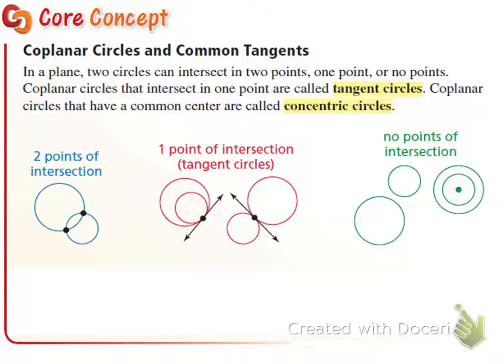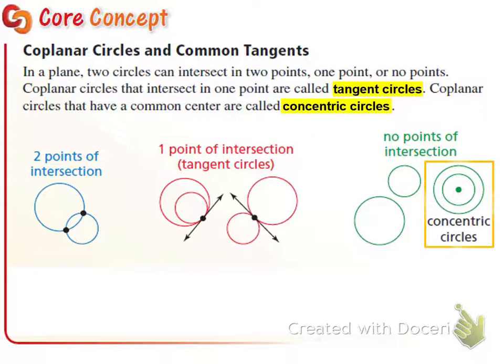Coplanar circles, which means they're on the same plane, that intersect at 1 point are called tangent circles. They both intersect at 1 point. That's where tangent comes in. We would call this a common tangent, a line that touches both of them once. Or coplanar circles that have a common center are called concentric. Concentric means with the same center. This word isn't as important as tangent circles. We're going to talk about tangent circles right now.